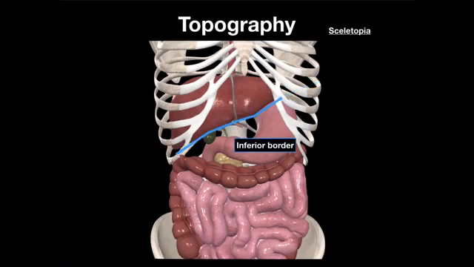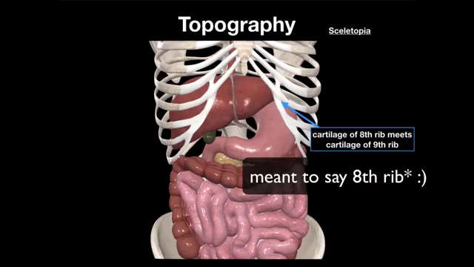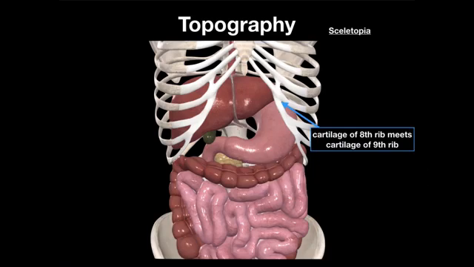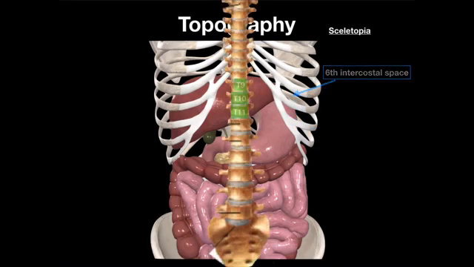And then the inferior border is here, and also starts at the 10th rib at the right side and goes up to the level of the 8th and 9th rib, and then extends up to where the cartilage of the 9th rib meets the cartilage of the 9th rib. And then it ends at the 6th intercostal space. So as you see, it lies inside the rib cage. And then posteriorly, you'll find it between the 9th thoracic vertebra to the 11th thoracic vertebra. So that is the skeletopia of the liver.